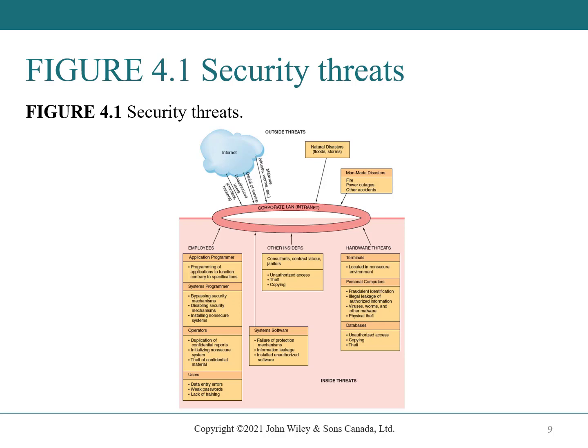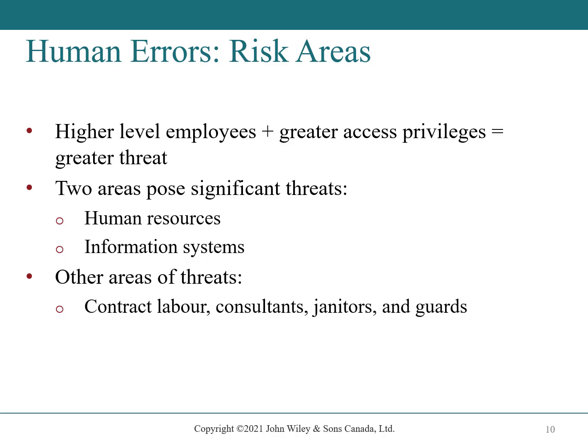This is a good figure to take a close look at and improve your perspective. Human errors, risk areas. Higher level employees plus greater access privileges make them a greater threat. So the higher the level of the employee, the more likely that person is to have greater access privileges, whether it's needed or not in their job, but they present a greater threat than a lower level employee that has very restricted privileges.